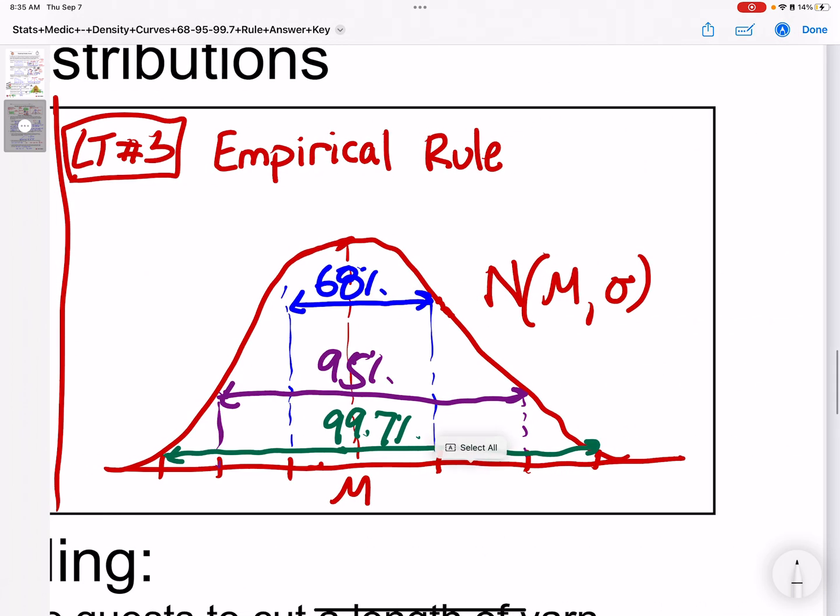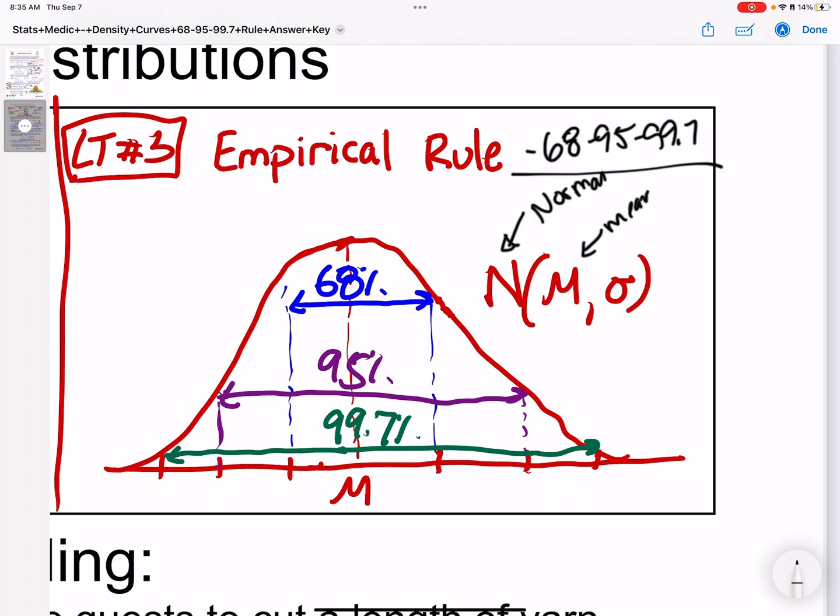Learning target 3, the empirical rule, which is also called the 68, 95, 99.7 rule. It's labeled like this. The N here means it's a normal model. You're always going to label the title, ticks, and your graphs. The mean goes there, and the standard deviation goes there. I'm using mu and sigma because it's a model.